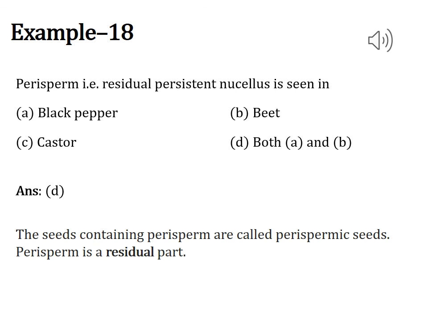18th example, perisperm, that is residual persistent nucellus, is seen in. What do you mean by residual persistence? The seeds containing perisperm are called perispermic seeds. Perisperm is a residual part, so that's why it's called residual persistent nucellus. Usually this kind of residual persistent nucellus is present in black pepper and beet, but not in castor. That's why the answer is both A and B, that is black pepper and beet.